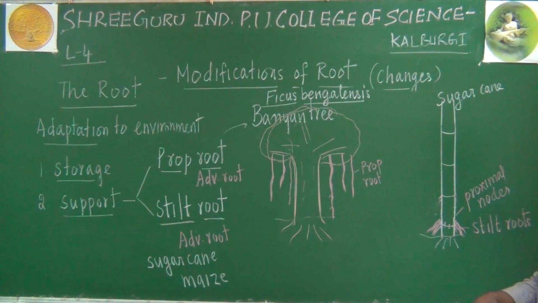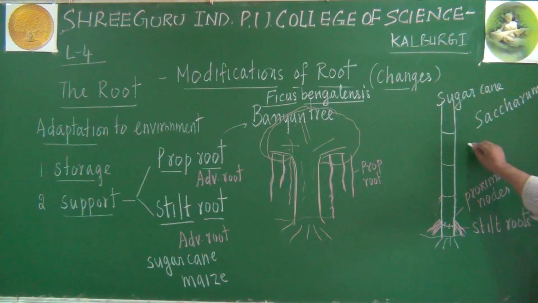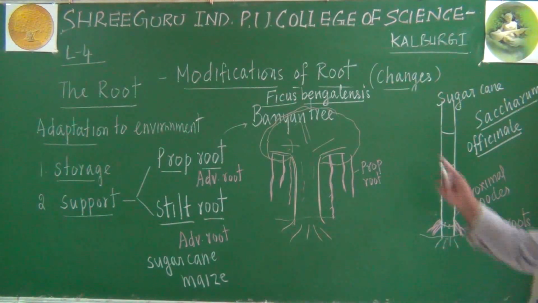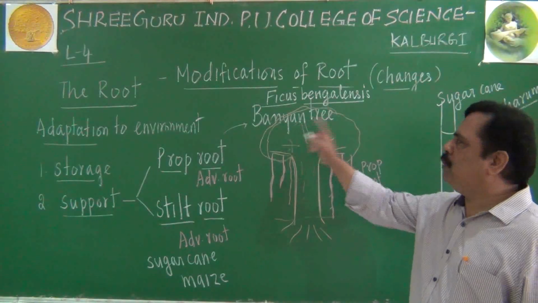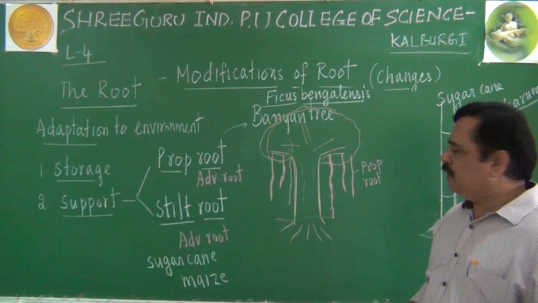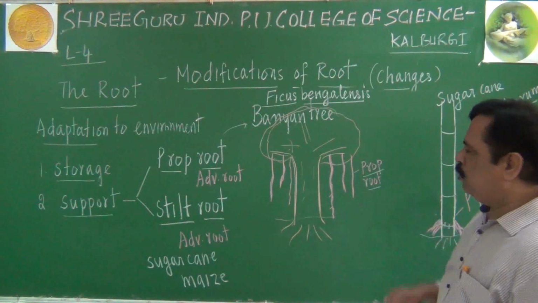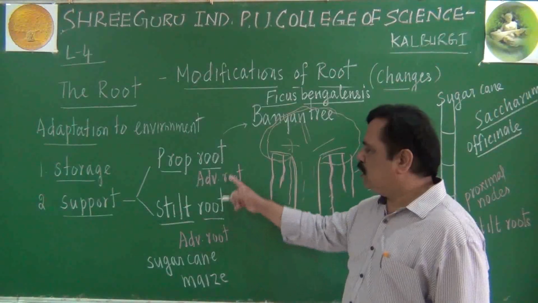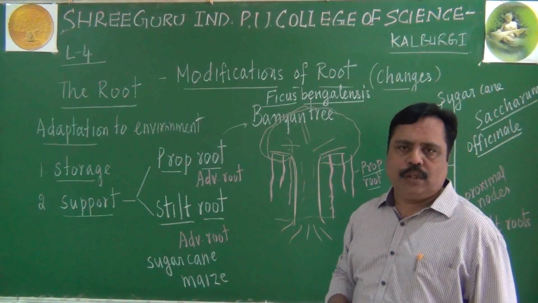What is the biological name for sugarcane? Means Saccharum. Remember the spelling, Saccharum. Officinarum, that is the species name we can say. Saccharum officinarum is the sugarcane. It is exhibiting stilt root. Remember, Ficus bengalensis is the biological name of banyan tree. It is exhibiting prop root. Both are not arising from the radicle, so both belong to adventitious root only.